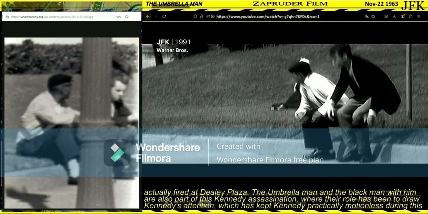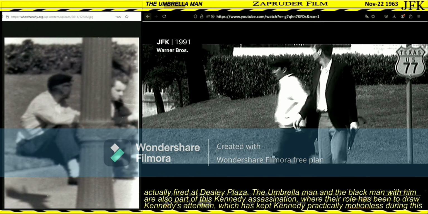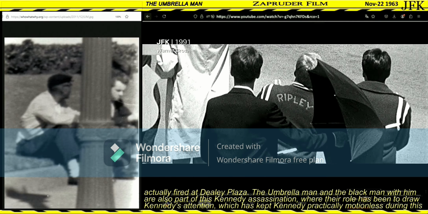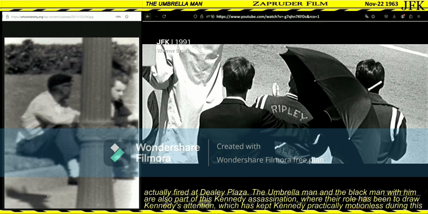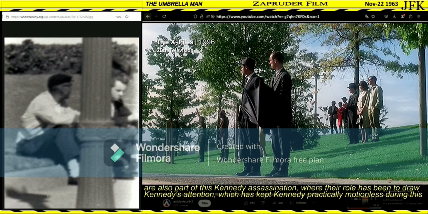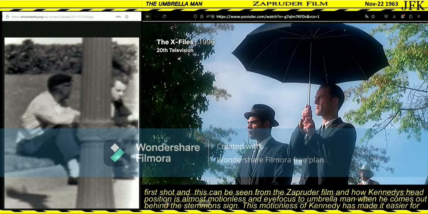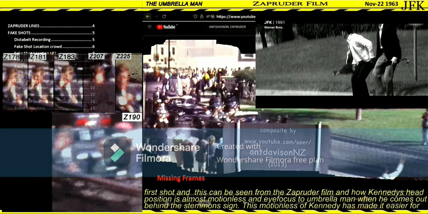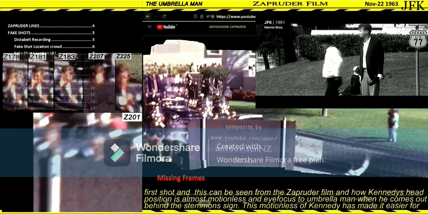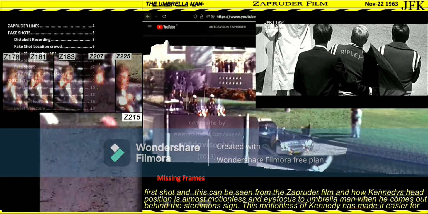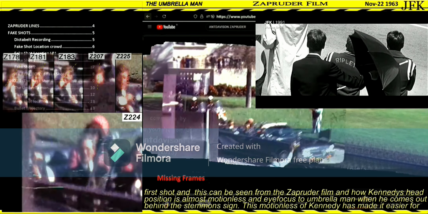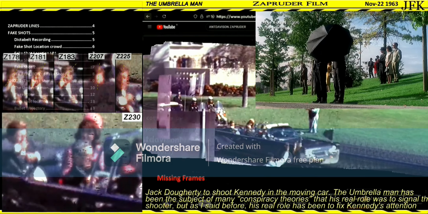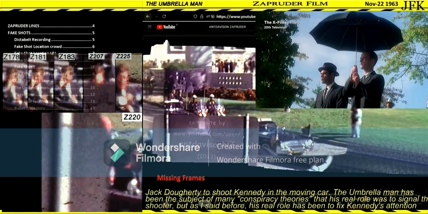The Umbrella Man and the Black Man with him are also part of this Kennedy assassination, where their role has been to draw Kennedy's attention, which has kept Kennedy practically motionless during this first shot, and this can be seen from the Zapruder film and how Kennedy's head position is almost motionless and eye focus to Umbrella Man when he comes out behind the Stemmons sign. This motionlessness of Kennedy has made it easier for Jack Dougherty to shoot Kennedy in the moving car.